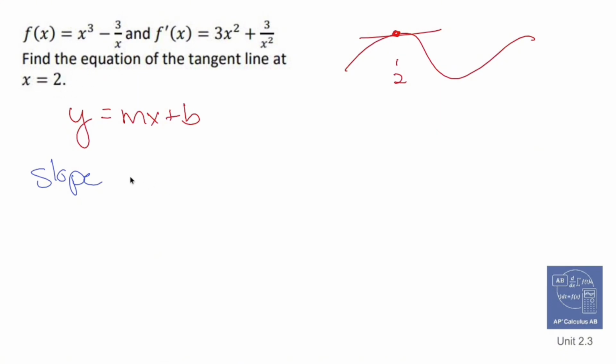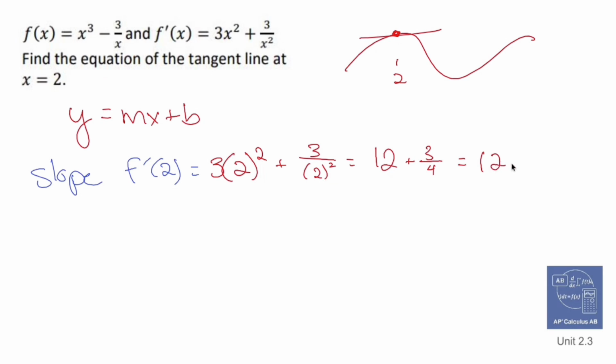So the slope is going to exist at f prime of 2, which means 3 times 2 squared plus 3 over 2 squared. Ugh. So that's going to be 3 times 4, which is 12, plus 3 over 4, which is 3/4, so 12 3/4. And if I wanted to, I can make that 51 over 4. Maybe we'll do it that way. Okay, now we have our slope.